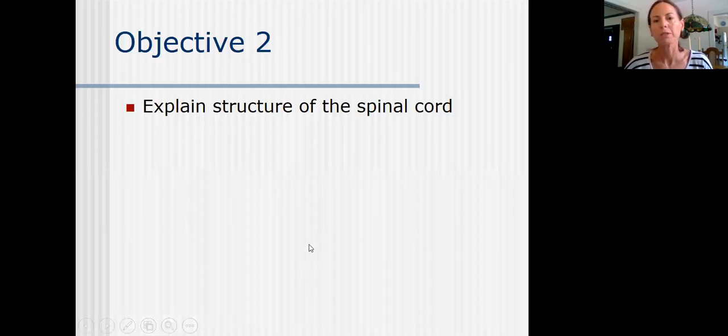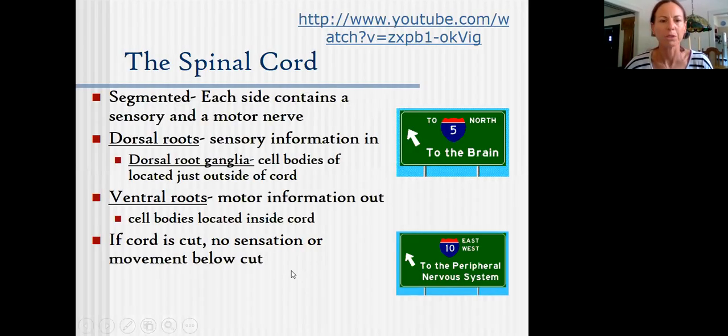Okay, so let's talk a little bit about the structure of the spinal cord, objective number 2. The spinal cord, of course, runs up and down the spine, and it is segmented. So what happens with each vertebra is that you're going to get a segment that's going to contain a sensory nerve and a motor nerve coming out. And on the dorsal root, remember, dorsal means backside, so this is on your butt side. In the dorsal roots, we're going to have sensory information coming in to the spinal cord.